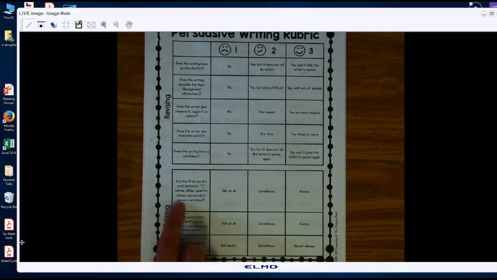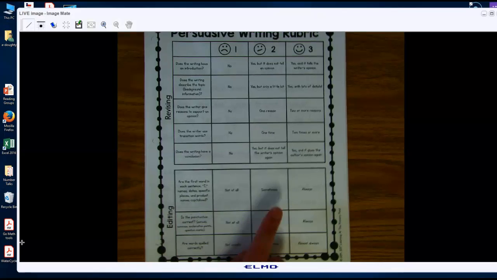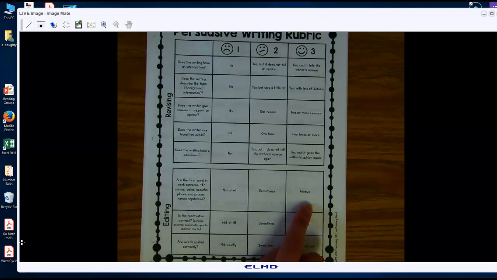Are the first words in every sentence, or the word I, or names, or dates, or places, or the names of the product, the thing that you're telling them to buy, capitalized? If it's a proper noun, if it's a name of something, if it's the word I, or if it's the first word of a sentence, it needs to be capitalized. Did you never capitalize? Did you sometimes, or did you always?